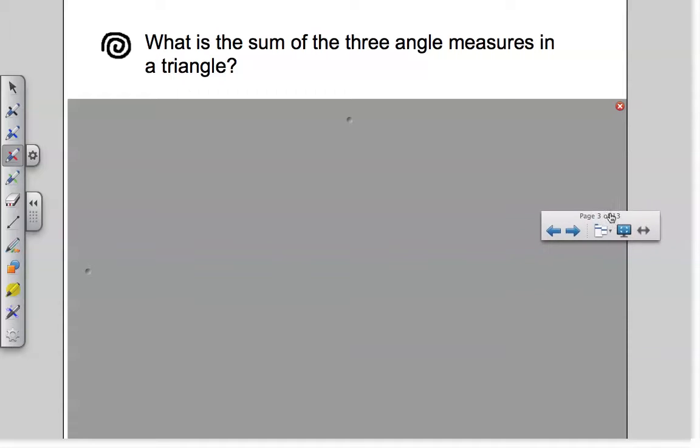The big thing today: what is the sum of the three angle measures in any triangle? Sum means the total, or what they add up to. So what do the three angles in any triangle add up to? And maybe you already know this, but you can do this at home.